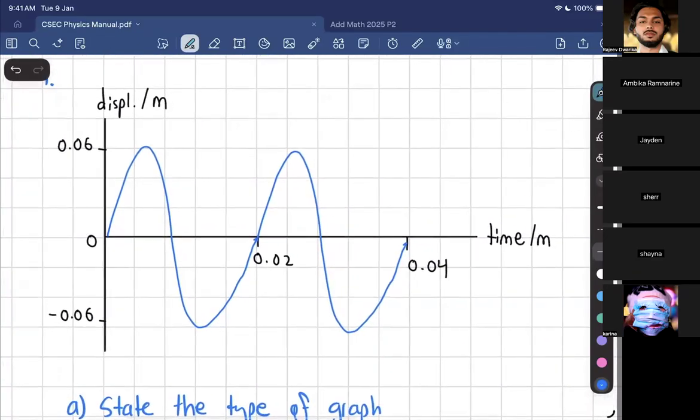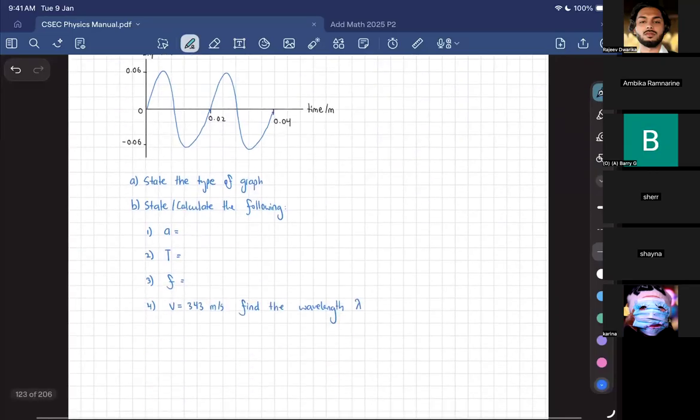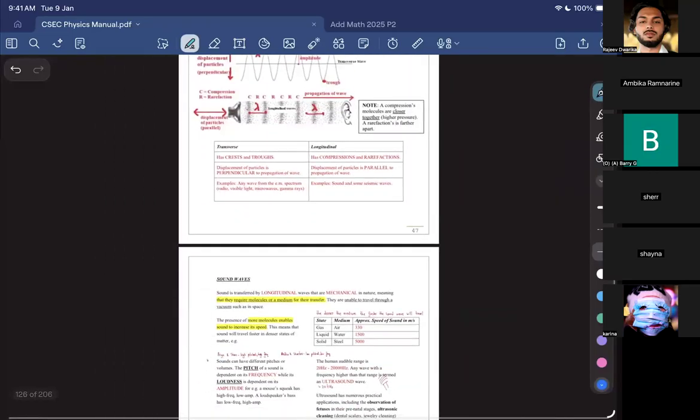What about the periodic time? What is the periodic time for this? Somebody tell me fast, what is the periodic time, T? 0.02. Right, because that's the time it takes for one full oscillation. So I think you'll have it. You shouldn't have any problems with these questions.